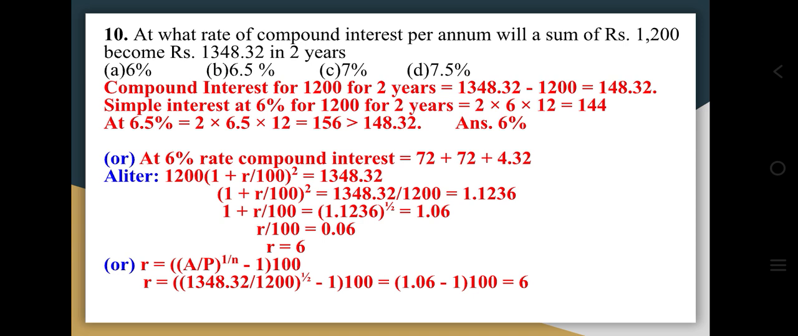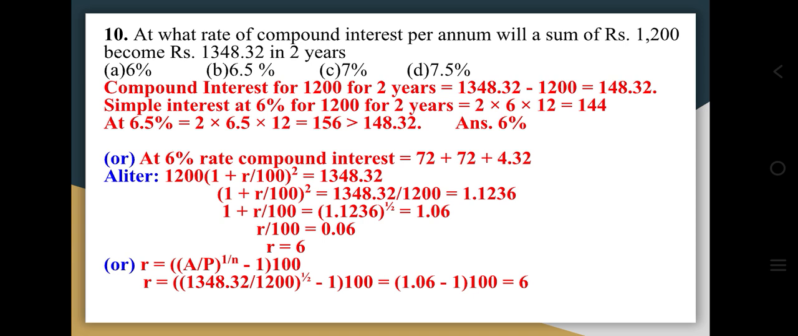So we find out the simple interest at 6% for 1200 for 2 years. So at 6% for 2 years for the amount 1200. For 100 it is 6. So for 1200 it is 12 into 6 for 1 year. We want interest for 2 years. So 2 into 6 into 12, that is 2 into 72, that is 144. So the simple interest at 6% for 1200 for 2 years is 144.